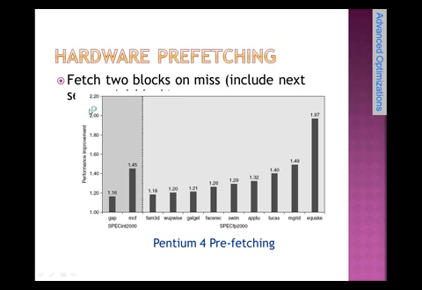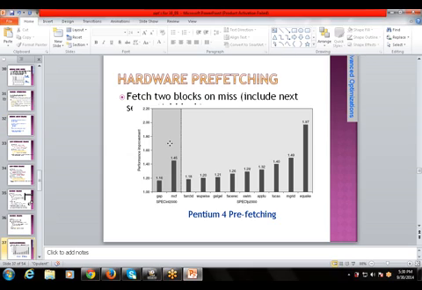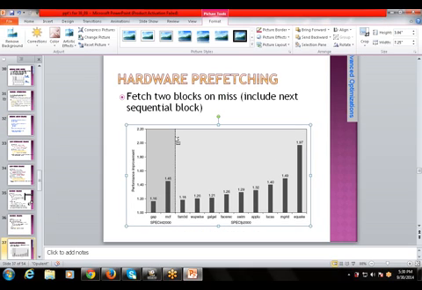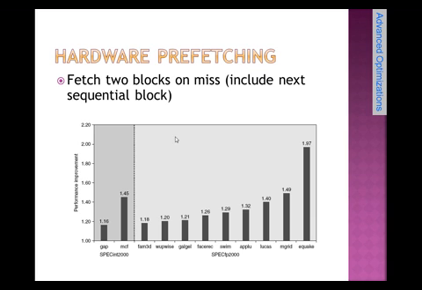Then hardware prefetching, that is how we can prefetch from the hardware part. First of all, how we can achieve the prefetching or the fetching from the hardware. First of all, fetch two blocks on the miss, including the next sequential block. So it fetches two blocks on the miss.